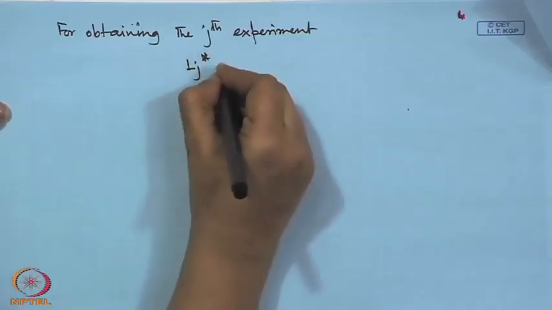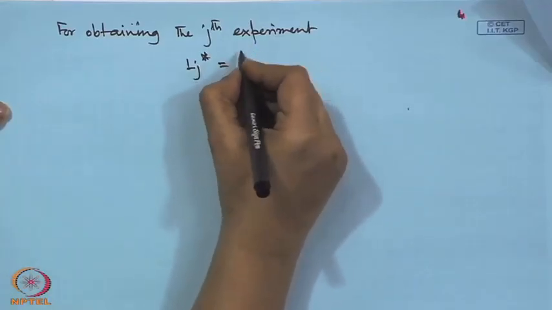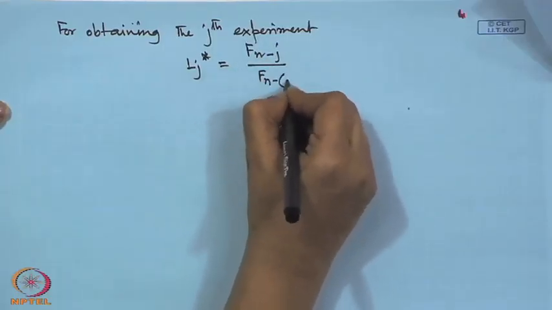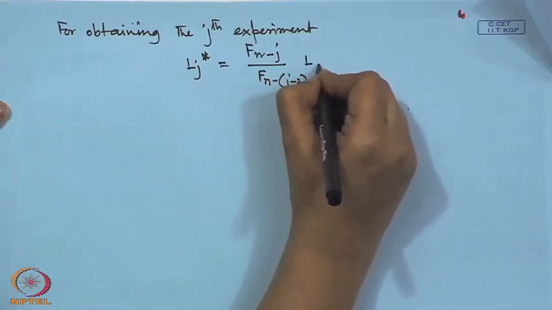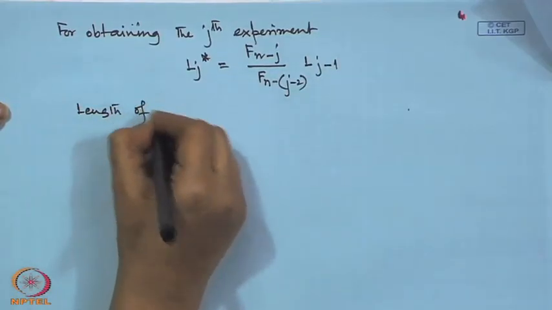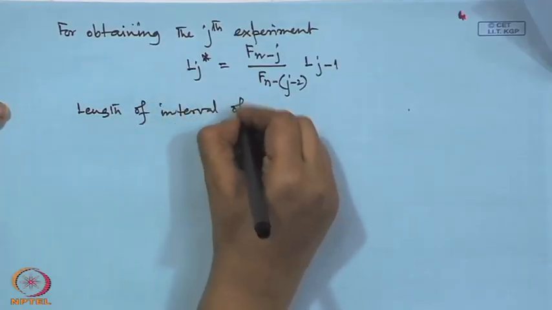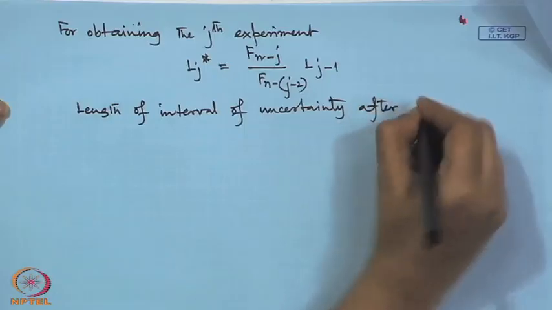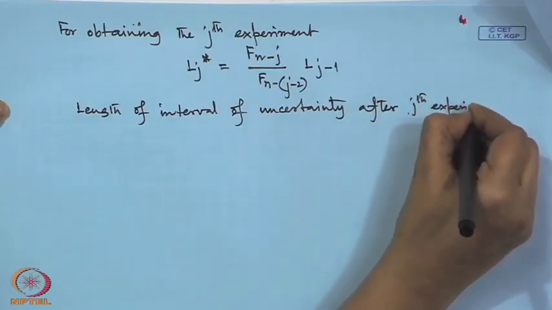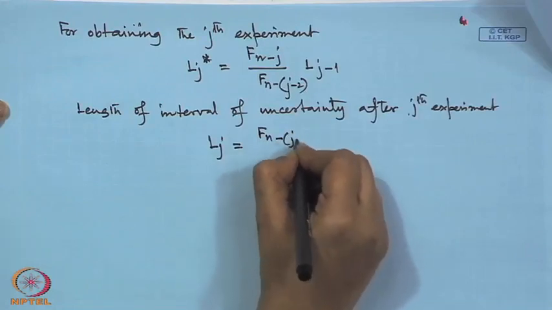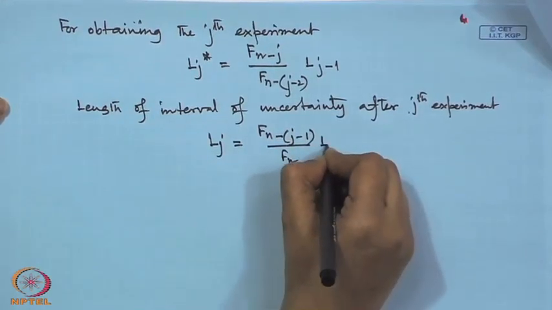That is why if we consider the jth experiment, the formula would be, to obtain the jth experiment point we need to find out Lj star, as we got L2 star and L3 star, and that must be equal to (Fn minus j) divided by (Fn minus j plus 2) L(j minus 1), and the corresponding length of the interval of uncertainty after the jth experiment, Lj, would be (Fn minus j plus 1) divided by Fn L0.